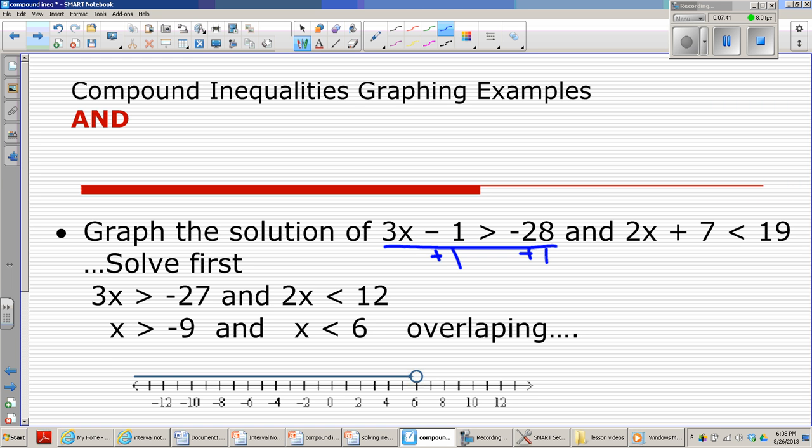We're going to now solve the second inequality. 2x plus 7 is less than 19. We're going to subtract 7 first and then divide by 2. We get x is less than 6. So where do these two graphs overlap?